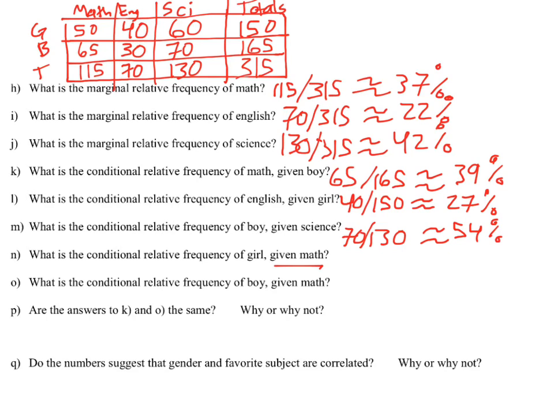And then given math, what's the conditional relative frequency of girl? Well, it's basically all the girls that like math out of all the people that like math, which is 115, and 50 of them are girls. So you have to do 50 divided by 115, which should be 43%. And then given math, what percent of them are boys? So again, dividing by 115, because that's how many people like math, and 65 of them were boys. So we do 65 divided by 115. You'll get about 57%.